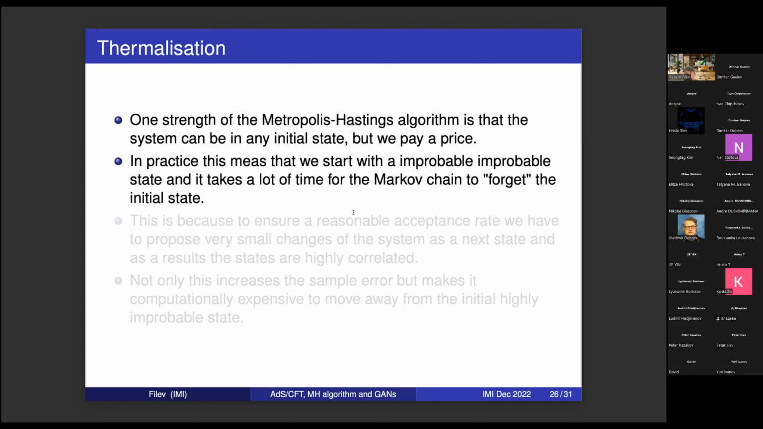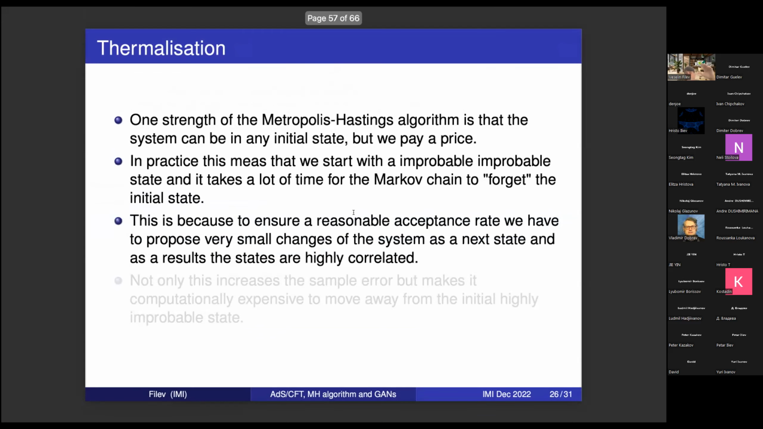So if you want to actually evolve your system, your acceptance probability has to be sufficiently large, which means you have to evolve it very slightly. But if you evolve it very slightly, it's highly autocorrelated with the previous state, and it forgets the initial state very slowly. That's why for a complicated system, a lot of time is wasted to bring it into a thermal state. It's called thermalization, this process.